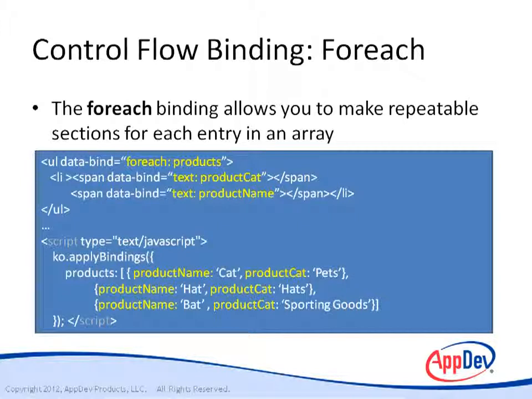So looking at the script block below, we are applying a products observable array of 3 values. We have a product name of cat, a product name of hat, and a product name of bat. So this will actually create 3 list objects because there are 3 list objects total in the products array. To see how this is done, let's look in Visual Studio and we'll code this up.